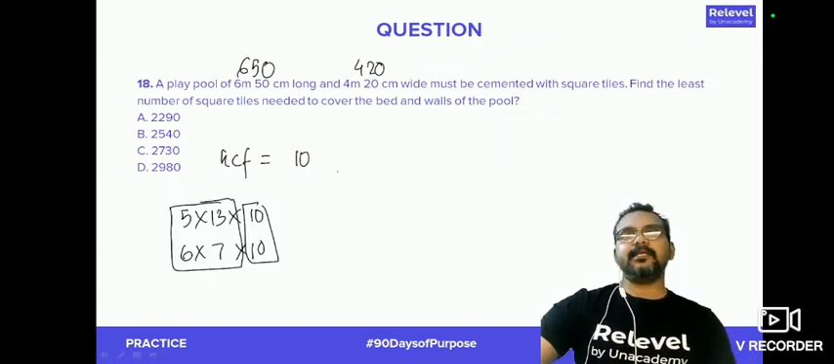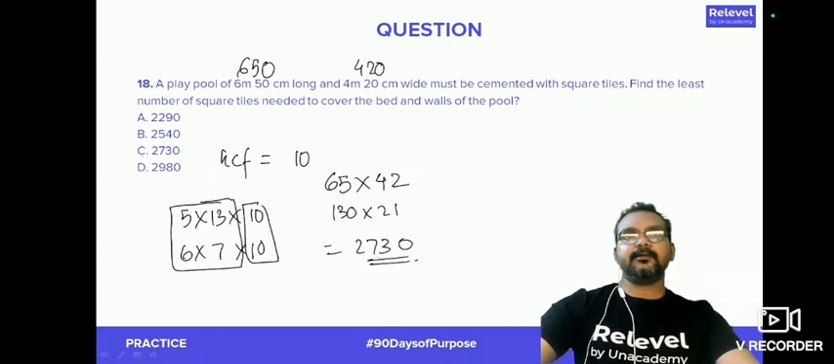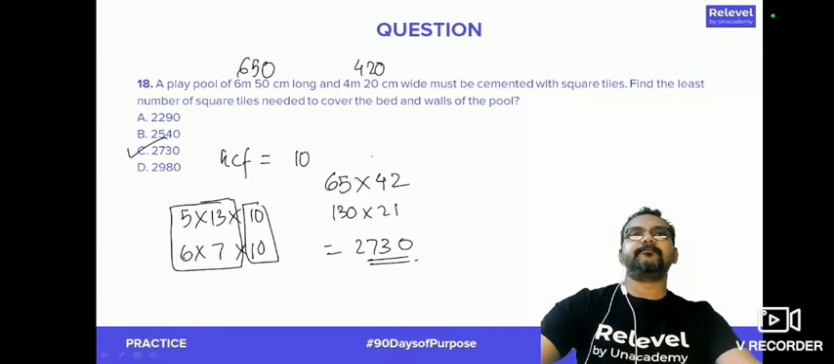So the number of tiles that you will need is along the length 65, along the width 42. So 65 times 42, so it's basically 130 times 21, so 2730. So that is option C.